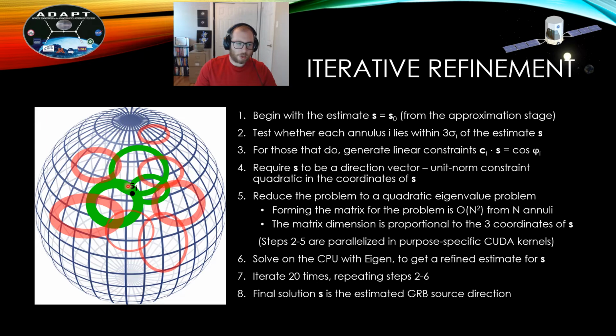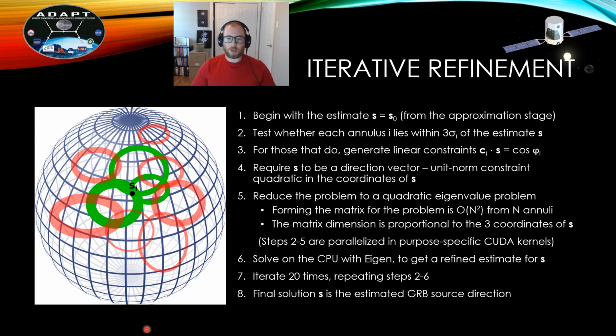So you can see that these green annuli do lie within 3 sigma of S sub I, whereas these red annuli do not. So now for those green annuli here that do lie within 3 sigma of our estimated source direction, we generate linear constraints C sub I dot S equals cosine of phi sub I. We additionally require S to be a direction vector, so this creates a unit norm constraint which is quadratic in the coordinates of S. This allows us to reduce the problem to a quadratic eigenvalue problem.